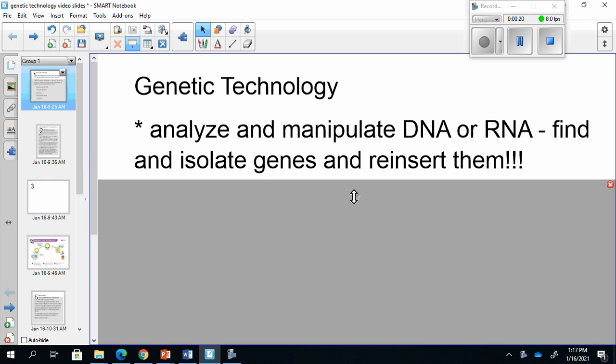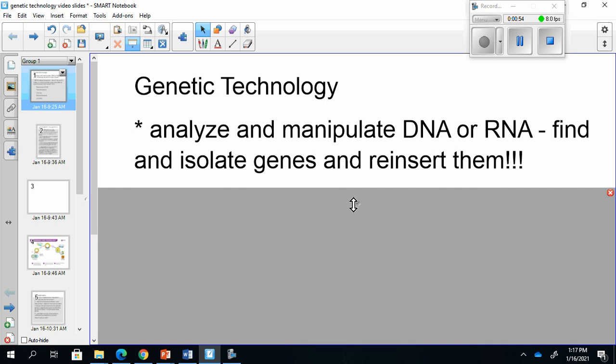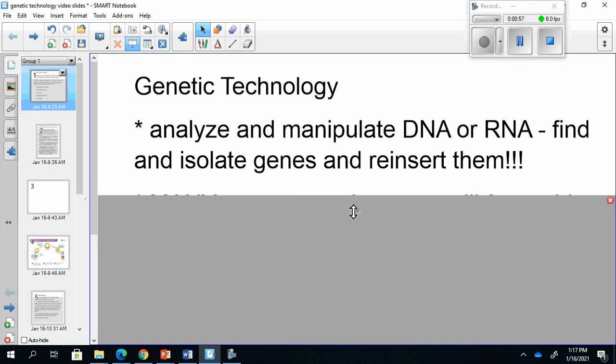So the basic idea is that genetic technology is all about analyzing, so like figuring out the sequence of genes and figuring out what genes are present within certain chromosomes. And then the forms of the gene, the alleles, what are they and what do they code for? So then using that information, analyzing what you learn about the DNA to manipulate it. So a really basic idea is to find and isolate genes and then reinsert them, put them in another organism or put a corrected form back inside of an organism.